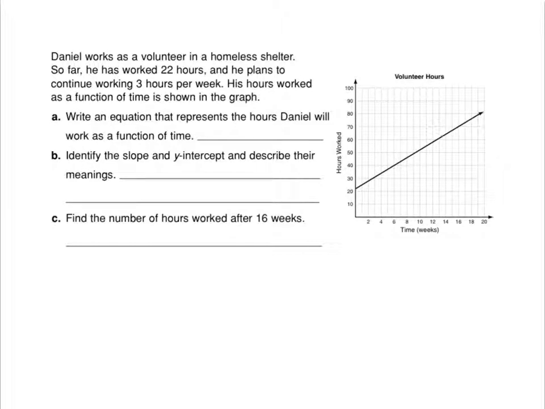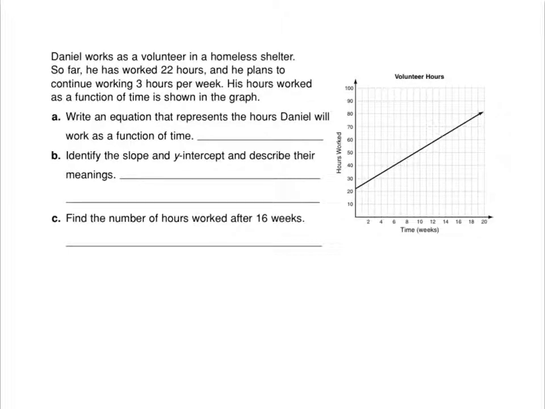Daniel works as a volunteer in a homeless shelter. So far, he has worked 22 hours, and he plans to continue working 3 hours per week. His hours worked as a function of time is shown in the graph. We need to do 3 different things here. We need to write an equation that represents the hours Daniel will work as a function of time. We need to identify the slope and the y-intercept and describe their meanings.